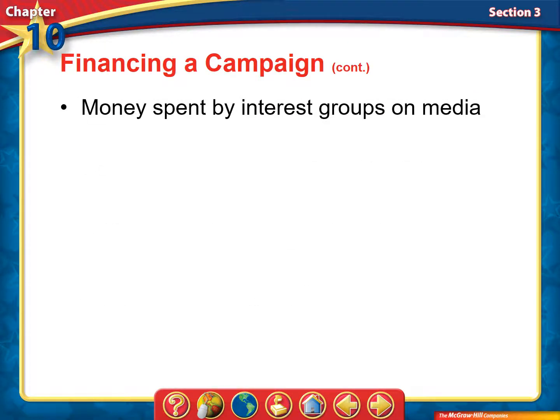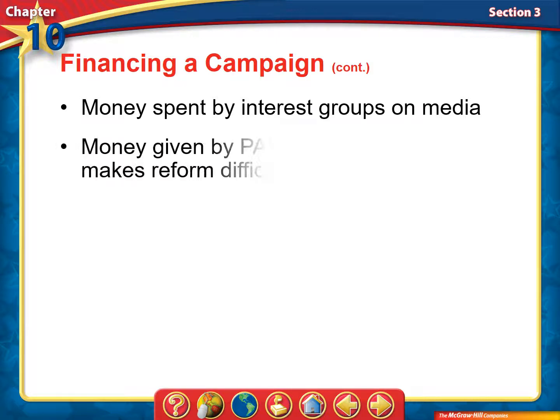Okay, so where's the money going? It may be spent by interest groups in the media. Again, that's those television commercials you see, paid for by XPAC, paid for by this political action committee. Now, often this money is given by political action committees to incumbents. An incumbent is a politician who has already been elected to office.